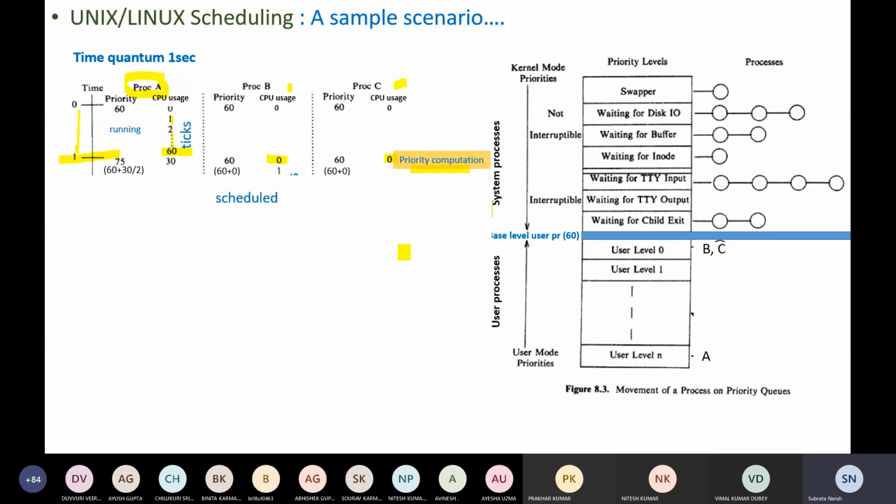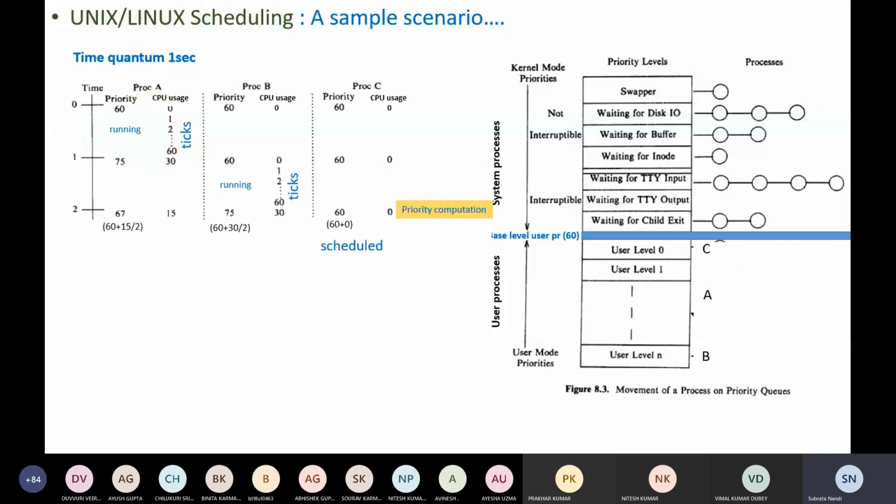B and C both have the same priority values now, and A, as you can see, has got 75. Notionally, what 75 means is that it has descended to some lower level in the user level. As you can see, because of the feedback process, if you have used the CPU, you will be descending down to some levels, but if you have not used the CPU, you will be elevated or you will remain the same. Okay, so now this gets scheduled.